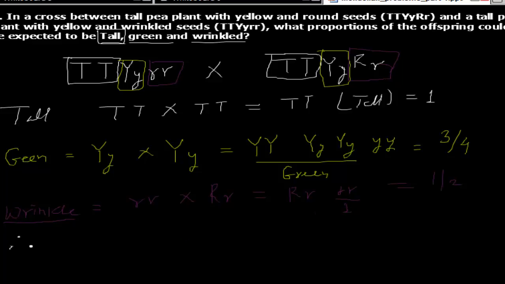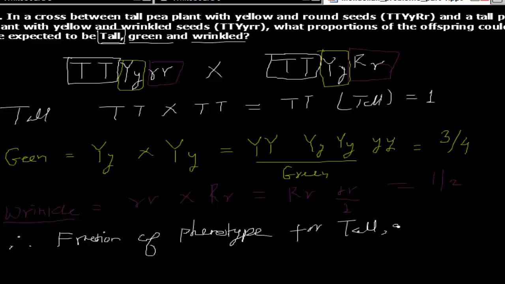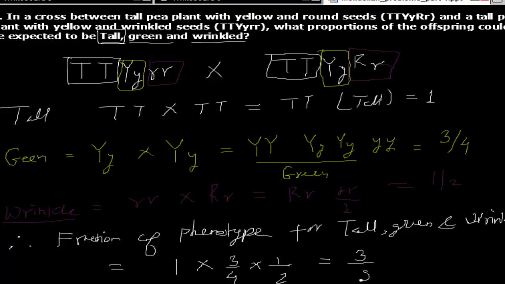Therefore, fraction of phenotype for tall, green and wrinkle is equal to 1 into 3/4 into 1/2, that is equal to 3/8. So this is the fraction, that is our answer.